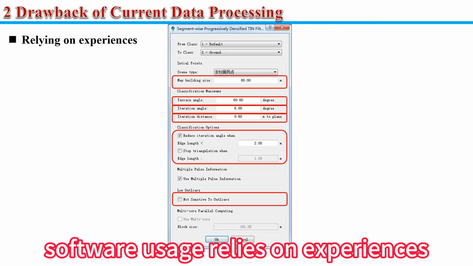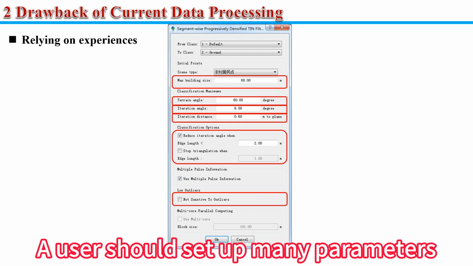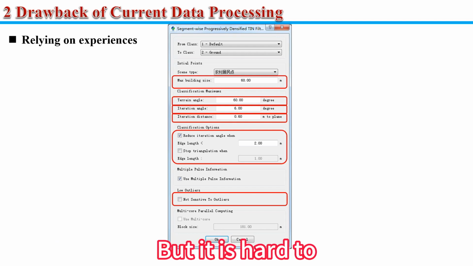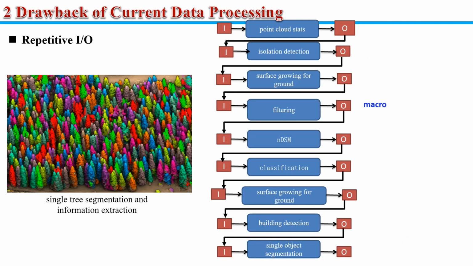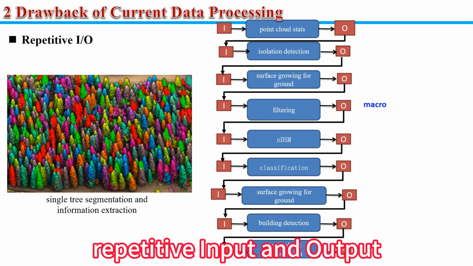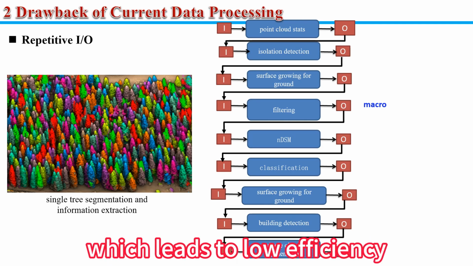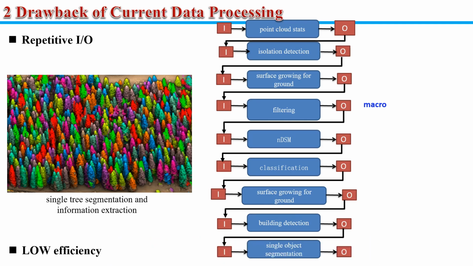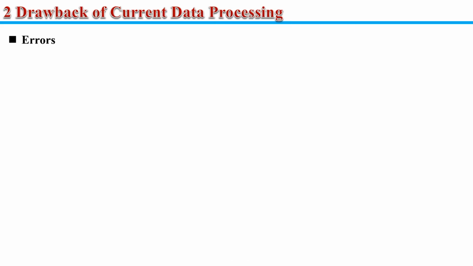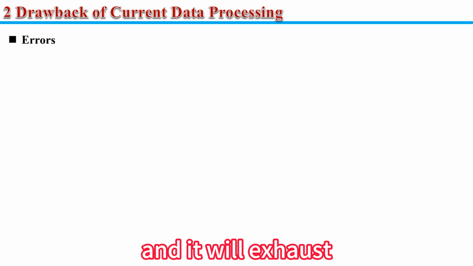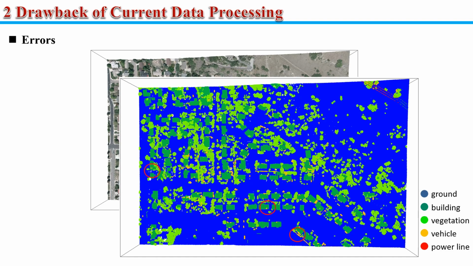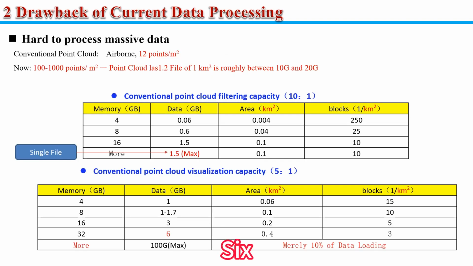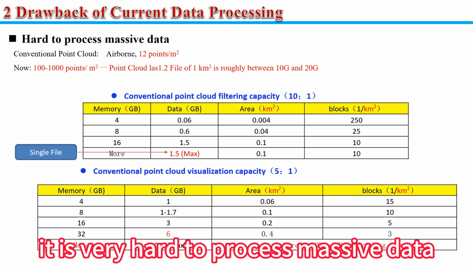Third, software usage relies on experience. A user should set up many parameters, but it is hard to fix a suitable value for each parameter. Fourth, repetitive input and output are designed to finish a task, which leads to low efficiency. Fifth, there may be many errors in the results, and it will exhaust much labor to deal with the errors. Sixth, it is very hard to process massive data.